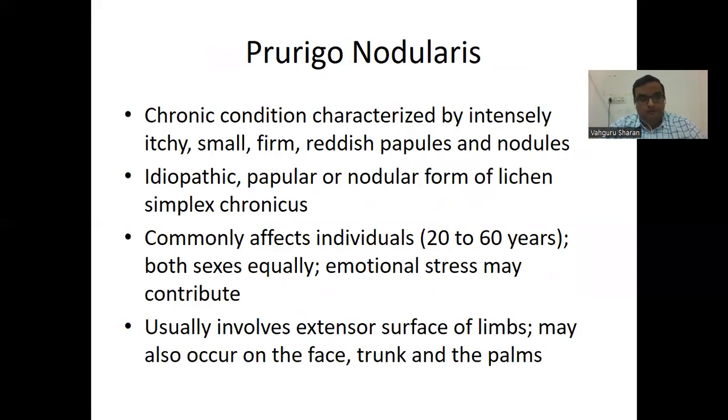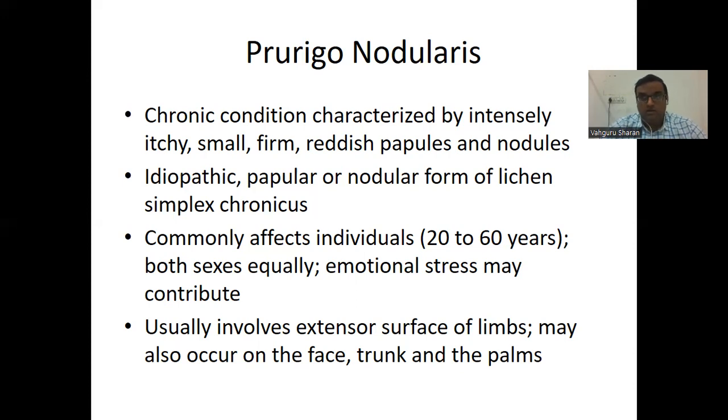Finally, we come to a different entity called prurigo nodularis. It is a chronic condition characterized by intensely itchy, small, firm, reddish papular nodules. It is an idiopathic papular or nodular form of lichen simplex chronicus. It commonly affects individuals around the age of 60 years, affects both sexes equally. Emotional stress is implicated in the causation of prurigo nodularis.